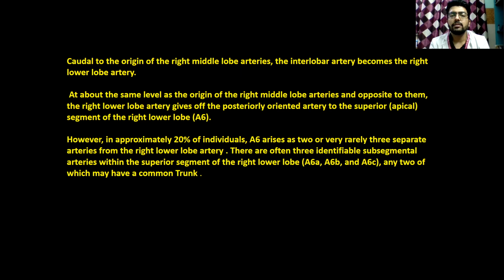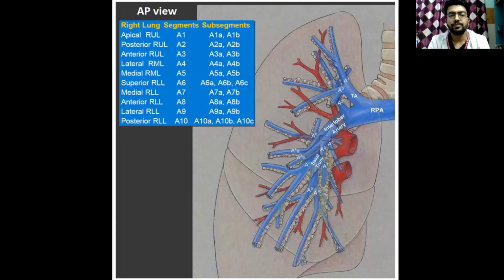At about the same level as the origin of the right middle lobe arteries and opposite to them, the right lower lobe artery gives off the posterior oriented artery to the superior segment of the right lower lobe, A6. However, in approximately 20% of individuals, A6 arises as two or very rarely three separate arteries from the right lower lobe artery. There are often three identifiable subsegmental arteries within the superior segment of the right lower lobe, any two of which may have a common trunk.